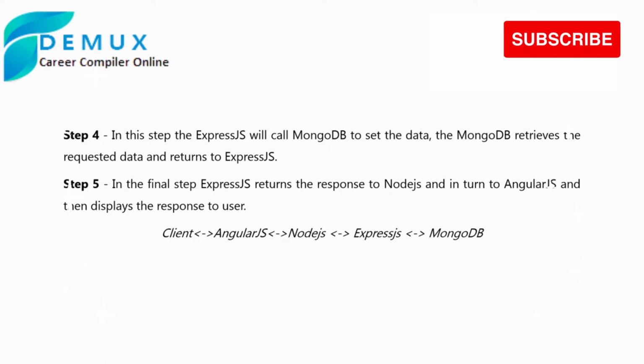In this step the Express.js will call MongoDB to get the data. The MongoDB retrieves the requested data and returns it to Express.js. Step 5. In the final step Express.js returns the response to Node.js and in turn to AngularJS, which then displays the response to the user.